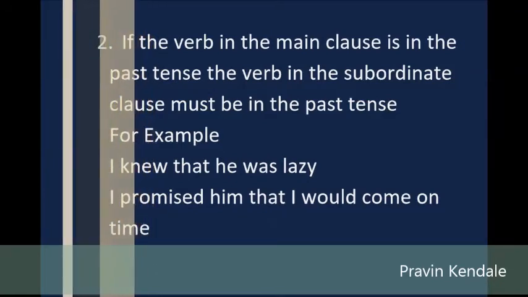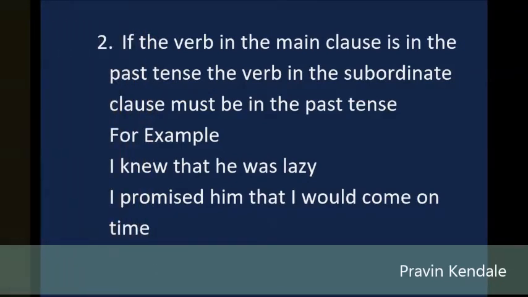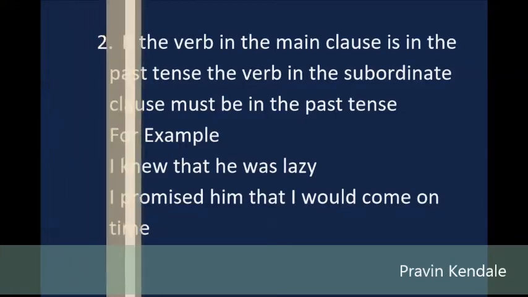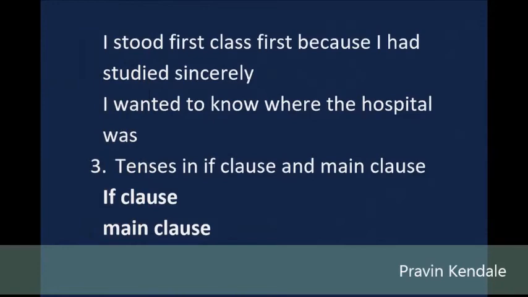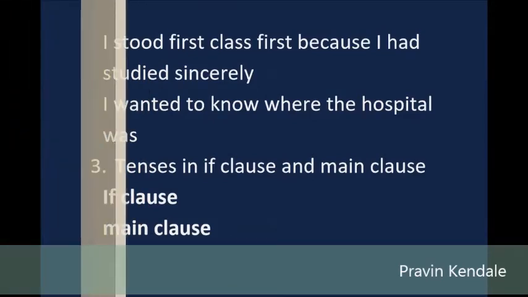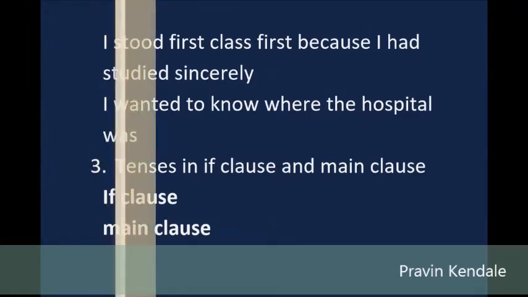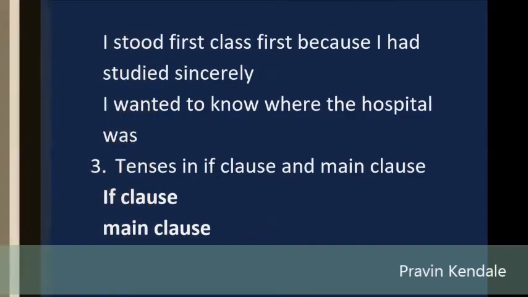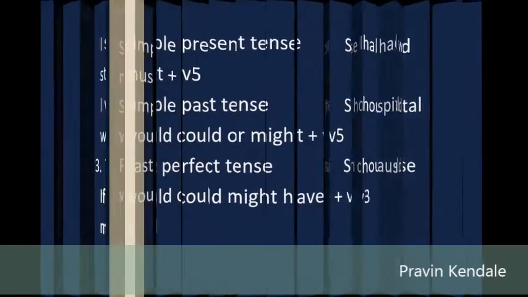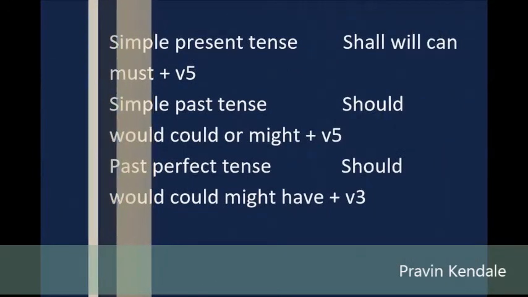2. If the verb in the main clause is in the past tense, the verb in the subordinate clause must be in the past tense. For example, I knew that he was lazy. I promised him that I would come on time. I stood first class first because I had studied sincerely. I wanted to know where the hospital was.